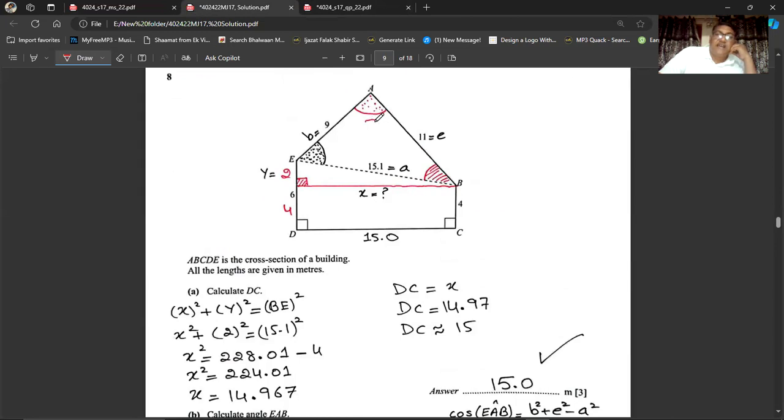EAB. So basically they are asking me to find out this angle. You look at this triangle AEB. I know the 3 sides of this triangle. They want me to find out that angle EAB, this angle. So I know the 3 sides of this triangle, very easily by using the cosine rule, I can find this angle.